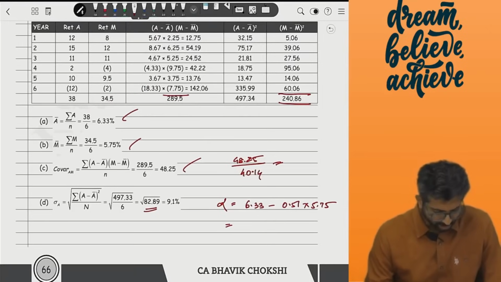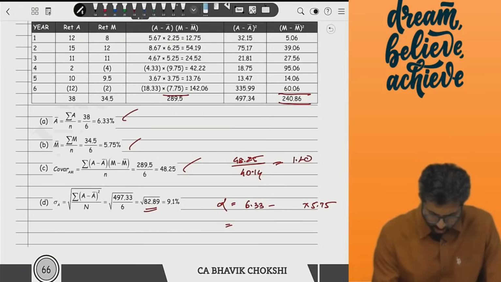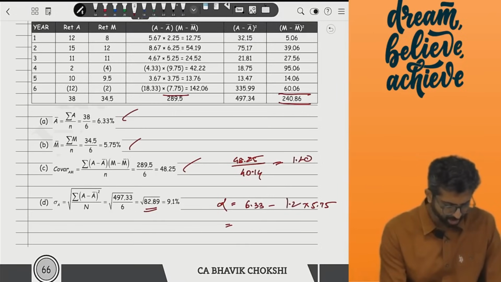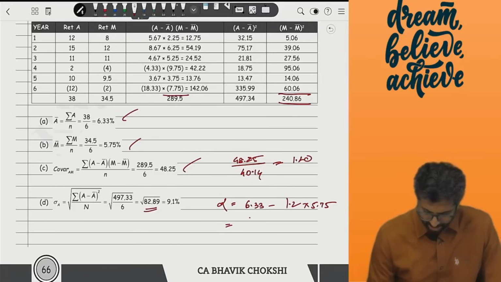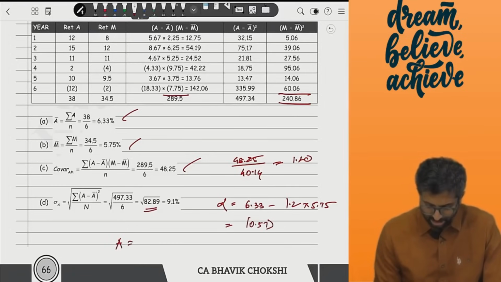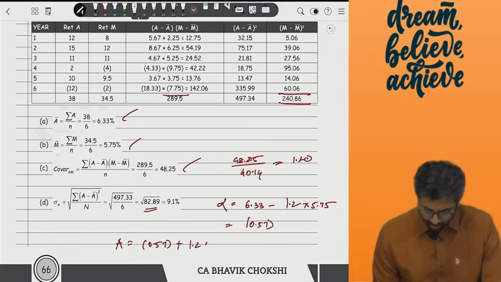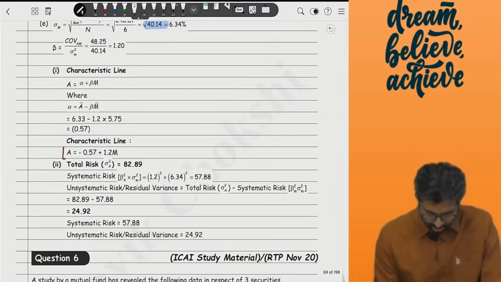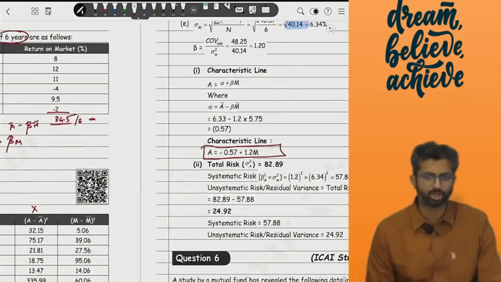Over here we have also done the working for A, so this is around 1.2, and if I do the working, 6.3 minus 1.2 into 5.75, 5.75 into 1.2 and 6.33 comes to, I think, negative 0.57. And hence if I have to build a characteristic line, that is A is equal to alpha, that is negative 0.57, plus beta, that is 1.2 M, that is your characteristic line. So from an exam perspective, this should be your equation for a characteristic line.